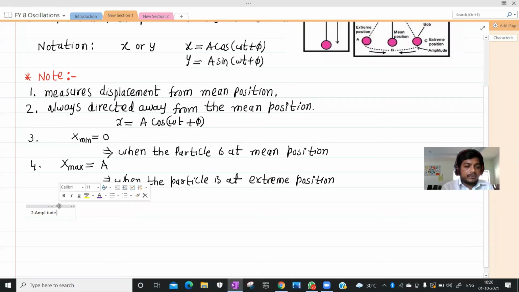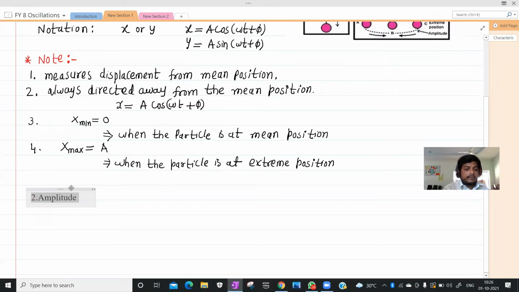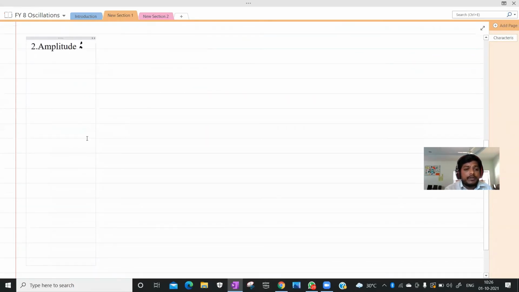Amplitude. Okay, the next characteristic is amplitude. Tell me, what is amplitude? The greatest distance from where the particle moves. Right. The maximum displacement of a particle from its mean position is called amplitude.